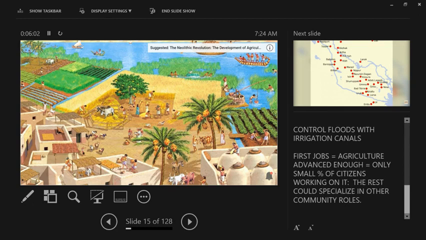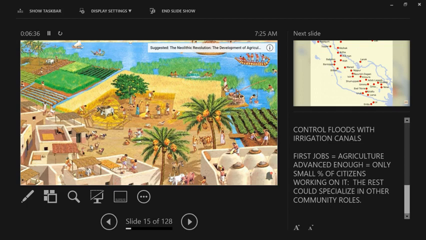This is the first time that everybody wasn't about gathering food. In a civilization, you could then specialize. Some people focused on the animals. Some people focused on farming. Some people made boats. Some people made tools. Some people built houses. And that is totally new in the world.